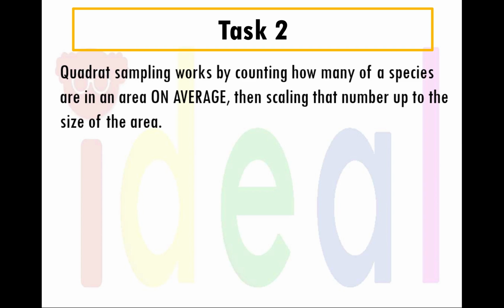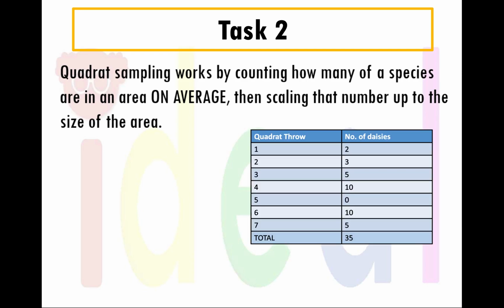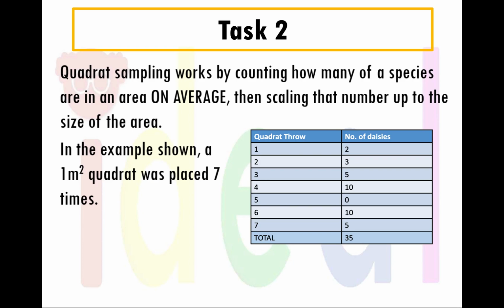So quadrat sampling works by counting how many species are in an area on average, and then scaling the number up to take into consideration the entire size of that area. So if you have a look at this data, we've got two columns. We've got every time a quadrat was thrown, because they're quite small and we're going to be throwing the quadrats. So every time you throw a quadrat, how many daisies have you got in that quadrat? Now, once you've got this information, you can do a certain thing with it.